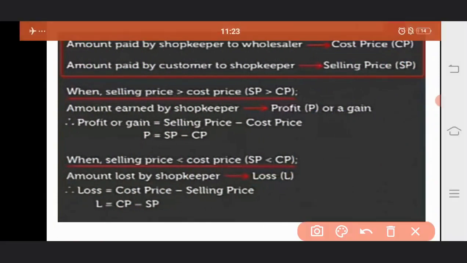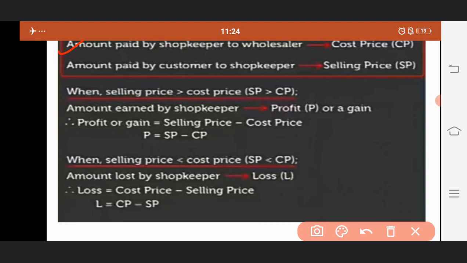The amount paid by the shopkeeper to the wholesaler is known as its cost price, and the amount paid by the customer to the shopkeeper is known as selling price. That means the shopkeeper has bought some goods or the product from the industry or the wholesaler. So the amount he paid to get the product in his shop is the cost price. Now the same product he is selling to the customer at the price which is known as the selling price.